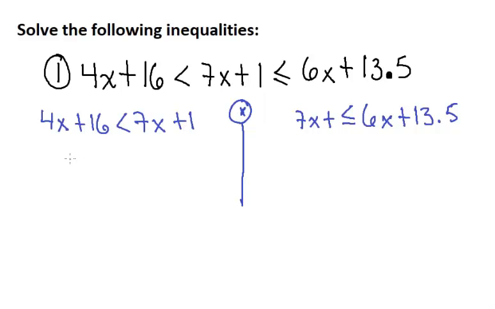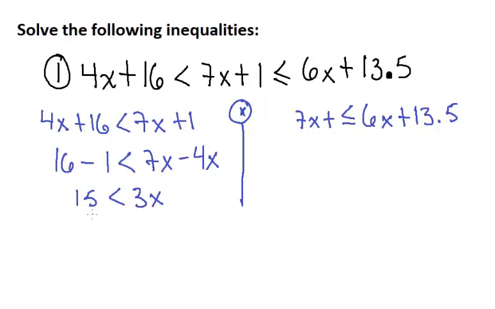So if we move stuff, we're going to have 16 minus 1 less than 7x minus 4x. If we perform the operations, we get 15 less than 3x. I can pass the 3 to divide. I'm going to get 15 divided by 3 less than x. And that will give me 5 less than x. So I already found one of them. Now we're going to solve this one.